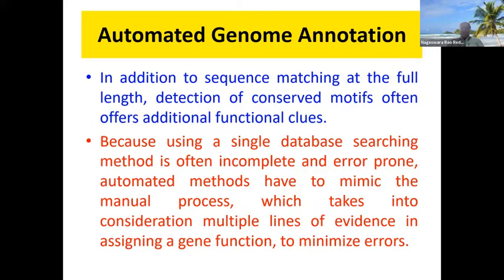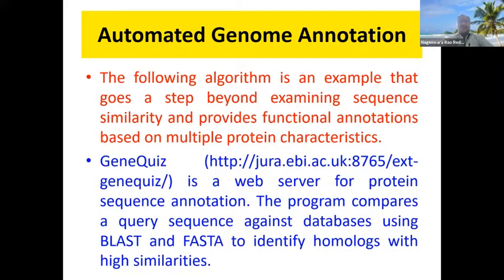While doing this, error has come down, the procedure has become automatized, and manual work has come down. We have multiple evidences before assigning a function to a gene, and this is minimizing the errors. So we have different methods, we have minimized the manual process, and this has actually minimized errors. So this is a tool which is already available for automatized genome annotation.